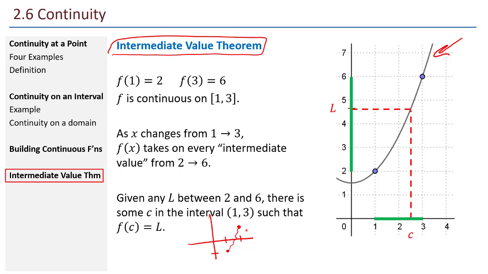Alright, so that is the intermediate value theorem, and that in fact ends our discussion on 2.6, continuity, and ends our treatment of Chapter 2 on limits.